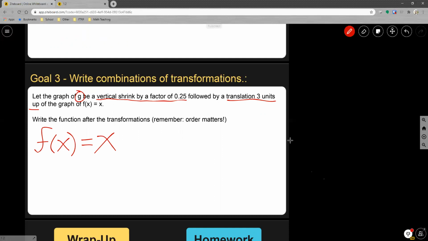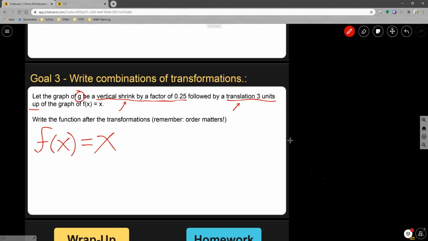First off, I'm doing the vertical shrink. Then I'm following that by a translation 3 units up. That order is important. You're going to see the difference in just a second. So let's do it in the correct order first. Vertical shrink by a factor of 0.25.